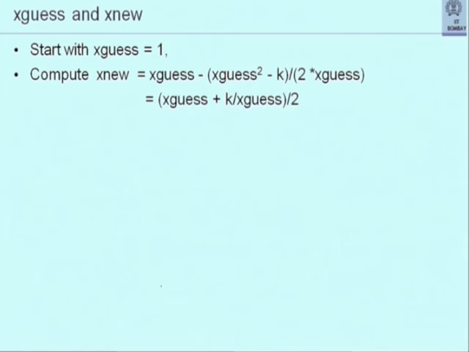So we come back to our problem. I compute x new as equal to x guess minus (x guess square minus k) divided by 2 star x guess. Are you clear how this formula has been derived? It's the same one that I want to compute. And this is simplified as (x guess plus k upon x guess) by 2. It's just algebraic expansion. So this is what I want to calculate.